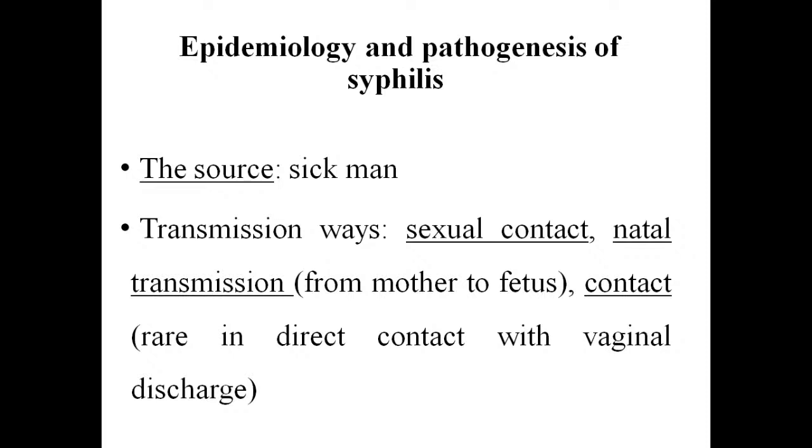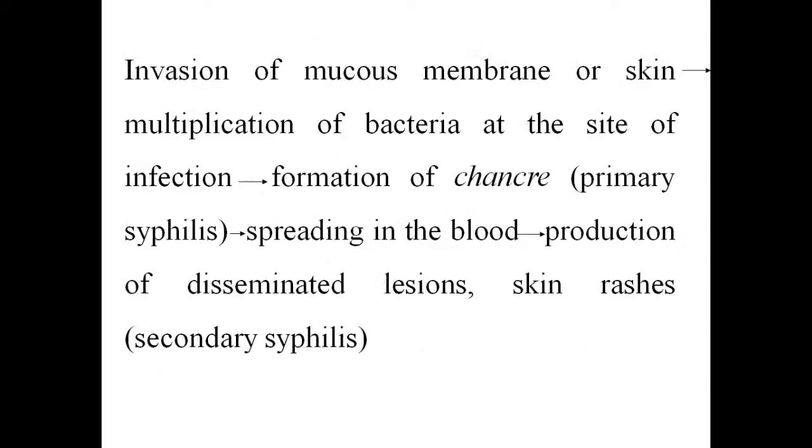So contact transmission is possible if vaginal discharge with bacteria enters the mucosal membrane directly, the mucosal membrane of the vagina of another girl or woman, or maybe the skin. What about pathogenesis? How does the disease develop? What happens in the human organism when bacteria enter there?